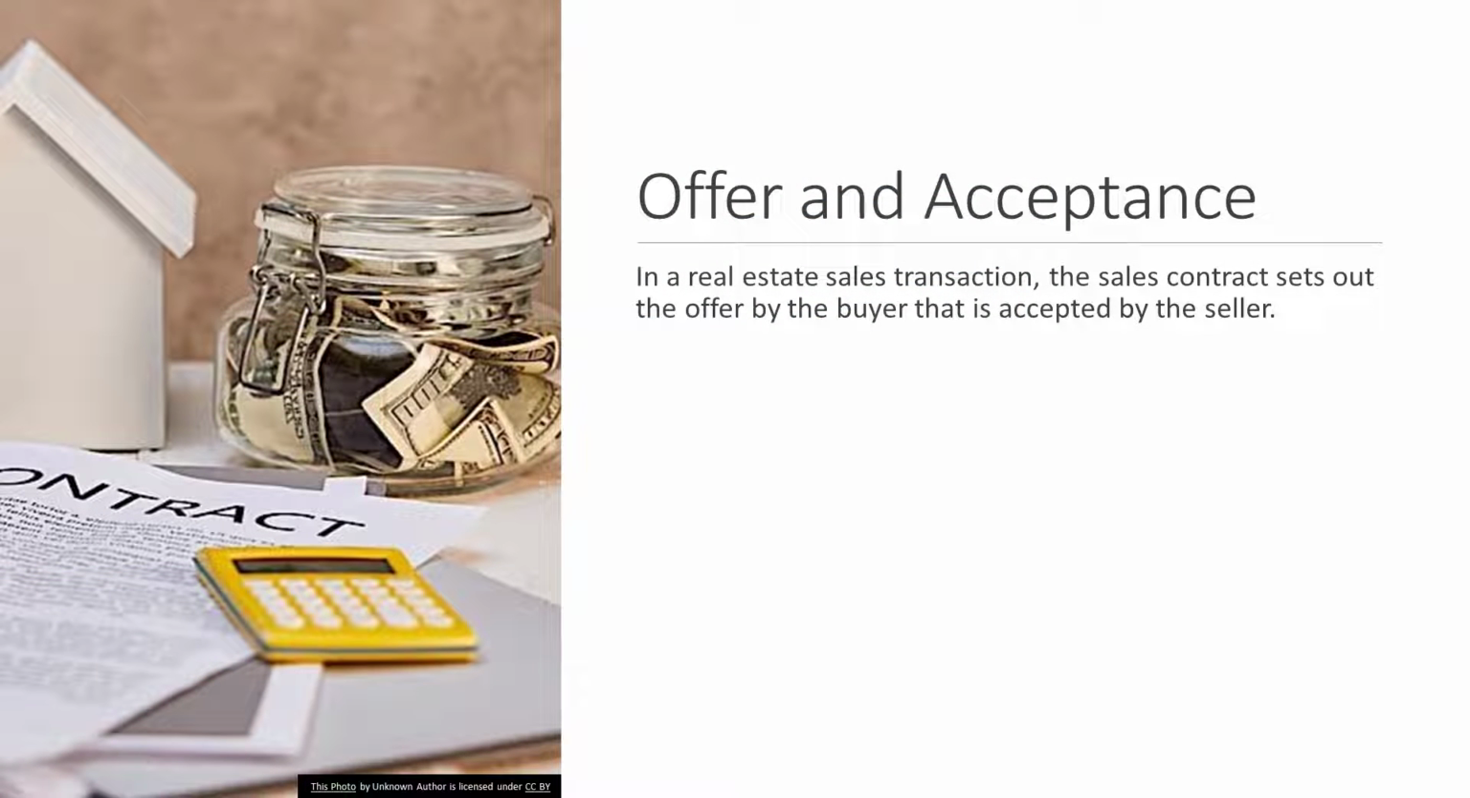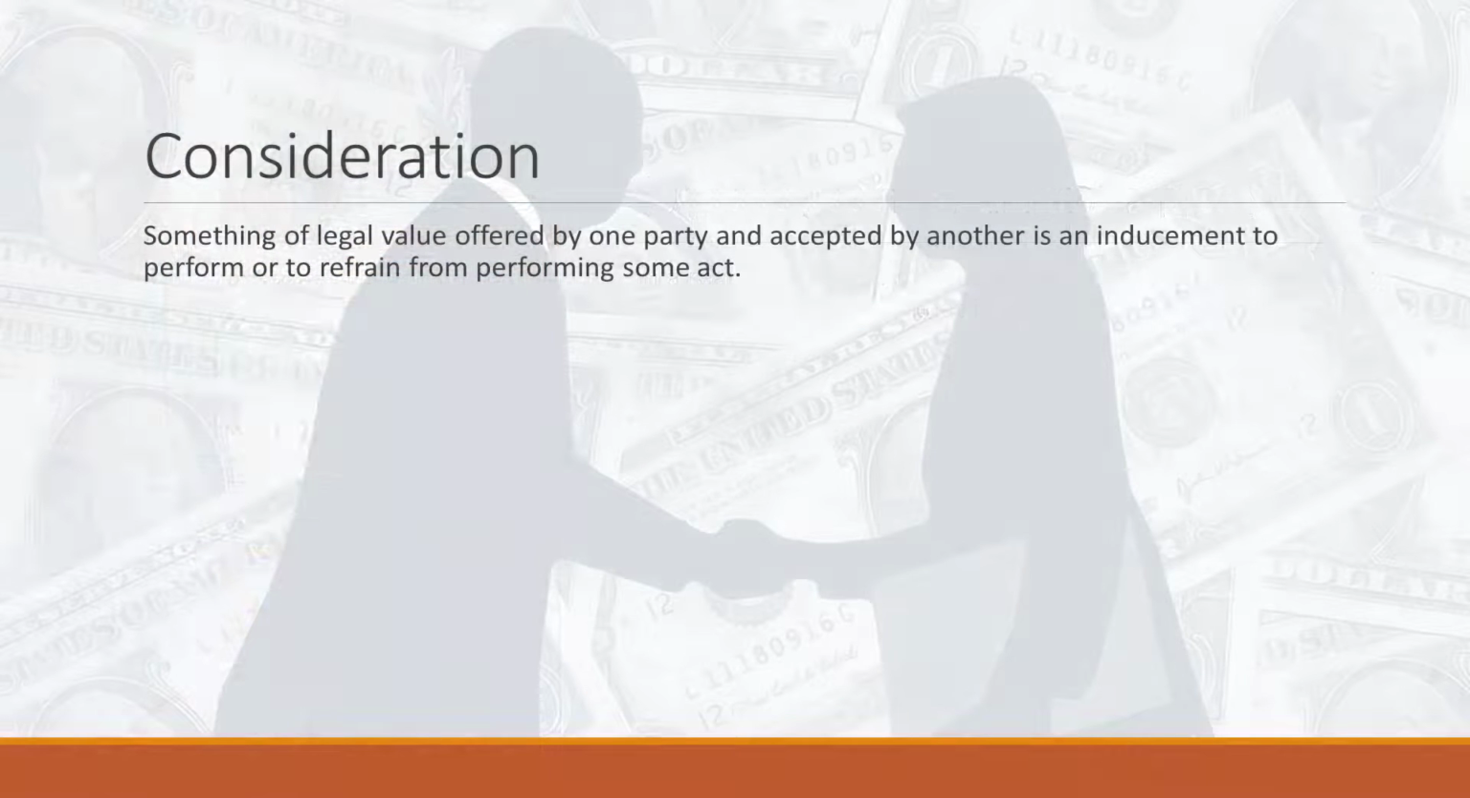Offer and acceptance. In a real estate sales transaction, the sales contract sets out the offer by the buyer that's accepted by the seller. And C, consideration. Consideration is something of legal value offered by one party and accepted by another as an inducement to perform or refrain from performing some act.